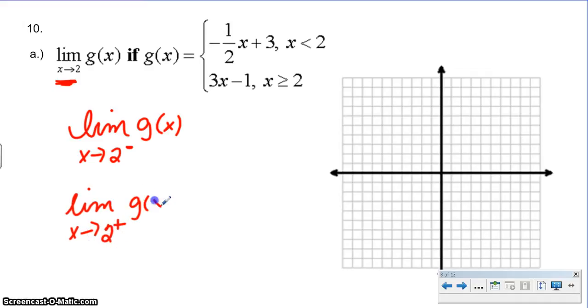So if you take a look at your piecewise, from the left would be this top one, because this top one is saying all values that are less than 2. So that means it's coming in this way, coming in across to 2. And then the bottom function here is when it's approaching from the right, because these are all values that are going to be larger than 2 on this side.